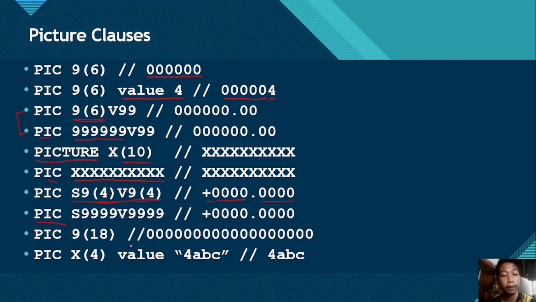The next is pic 9 parenthesis 18. It means that we have 18 zeros declared in the variable. And lastly, pic X4 is the value of 4 ABC. So meaning we initialize the value of this one to 4 ABC.